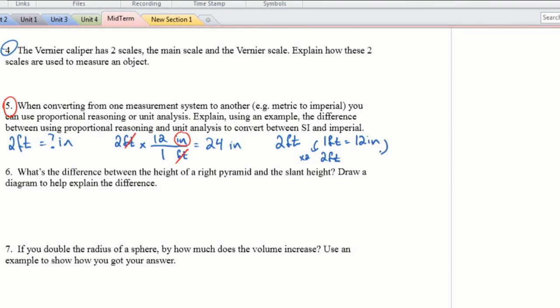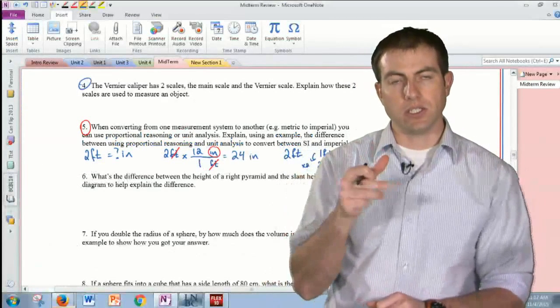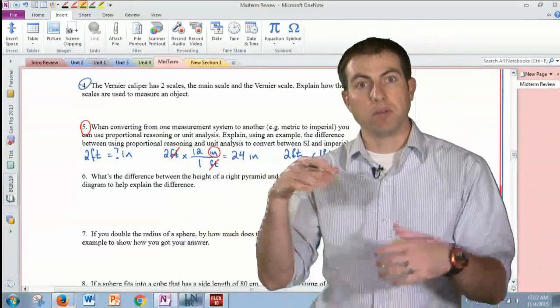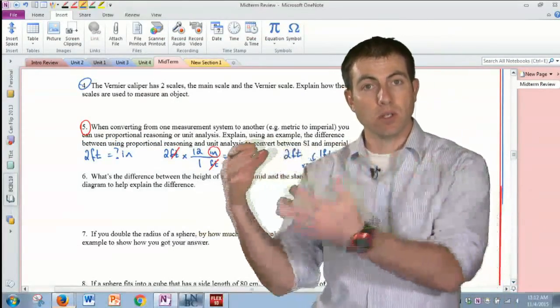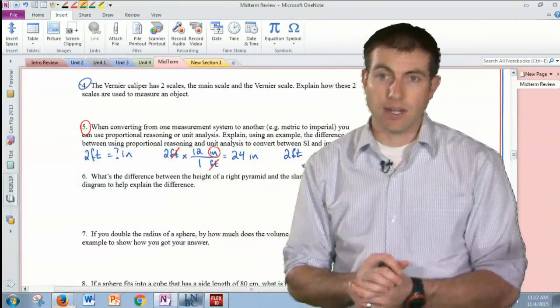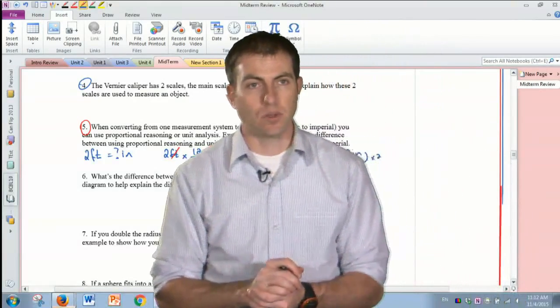So what am I going to do on the other side here? I'm going to multiply this side by 2 as well. So I'm going to end up with 24 inches. So that's more of a proportional reasoning type solution. You're using the relationship between feet and inches, moving from one to the other. You multiply the first thing by 2, so you multiply the second by 2. That deals with the proportional reasoning.